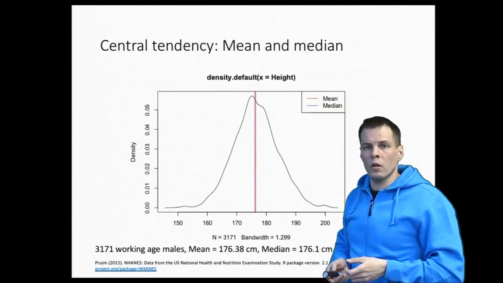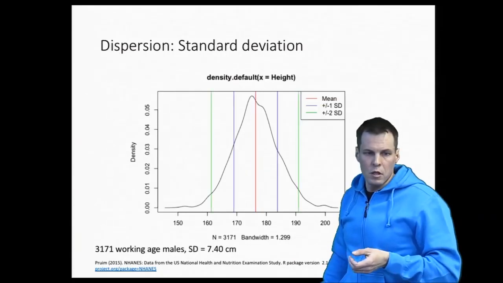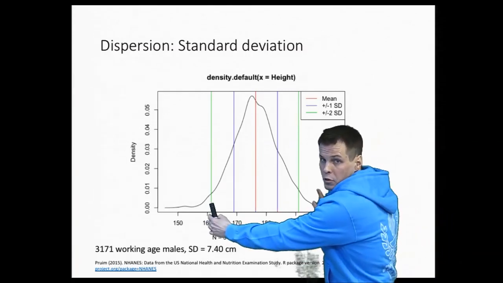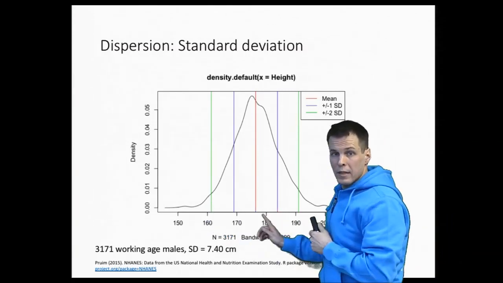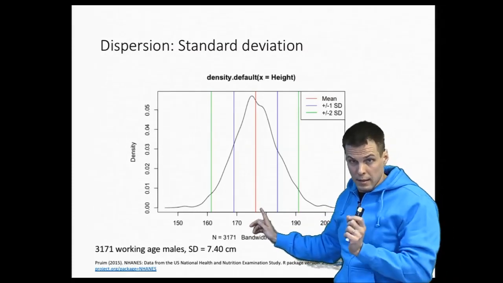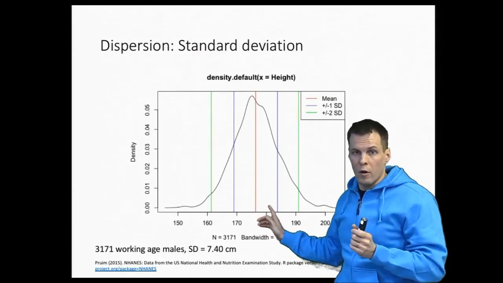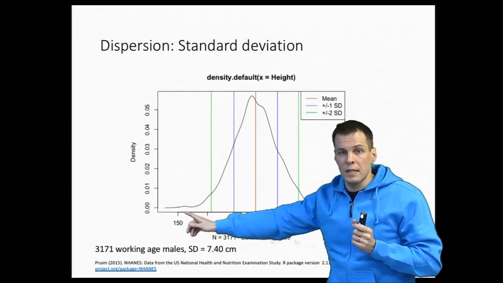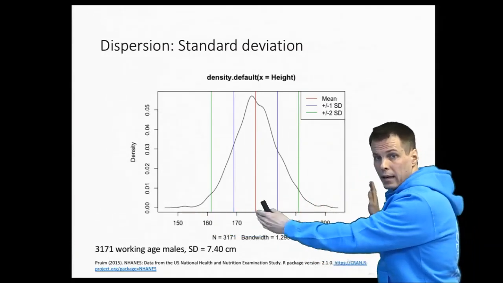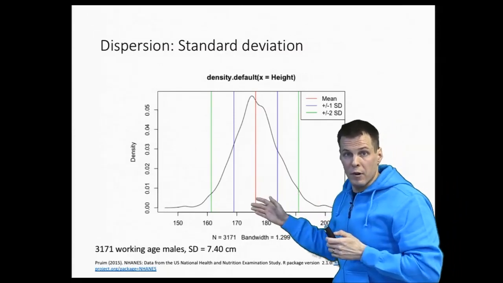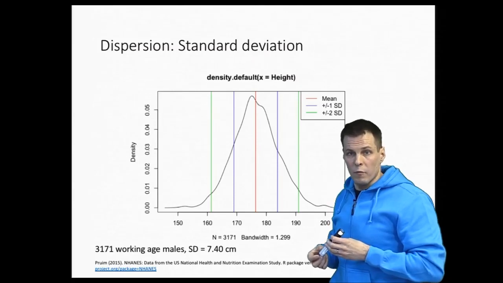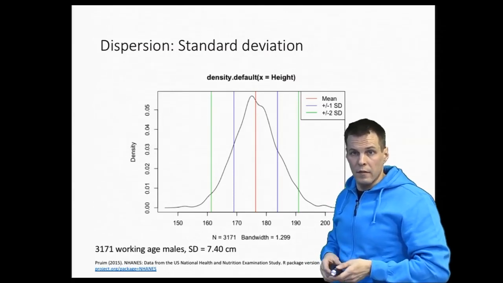The other important concept is dispersion. Dispersion tells us how wide this distribution is. So is everyone about the same size, or is everyone between 174 and 176 centimeters? Or are people between 150 centimeters and 2 meters? So dispersion tells how widely these persons are separated. The most commonly used measure of dispersion is standard deviation.